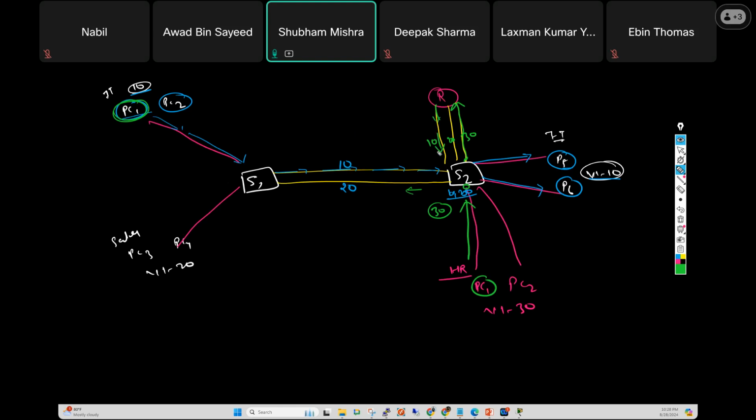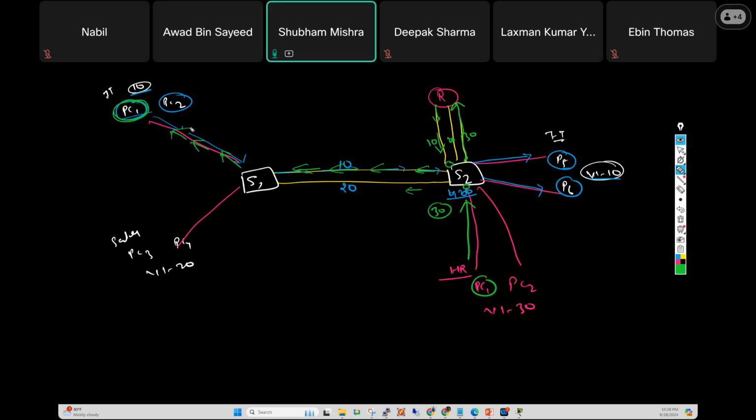Packet will reach switch number 2. Fine. So when switch number 2 receives this packet on this interface, it means this interface is a part of which VLAN? VLAN number 10. And switch number 2 will forward this packet through this interface, because this link is a part of VLAN number 10. Packet will reach switch number 1, and switch number 1 will forward this packet through VLAN number 10. That is this one, PC1. Getting my point, everyone? Do you guys understand?